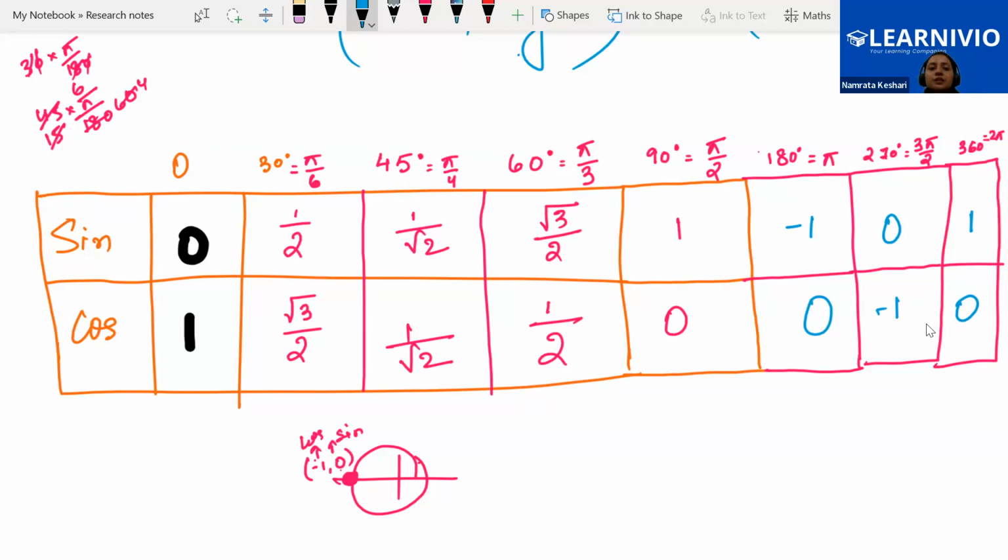Find tan in the extended form: 0, 30, 45, 60, that is 0, pi by 6, pi by 4, pi by 3, pi by 2. This you already know. Find pi also, 3 pi by 2 and 2 pi. Similarly cot, similarly sec, similarly cosec. Now, are you observing one thing over here?